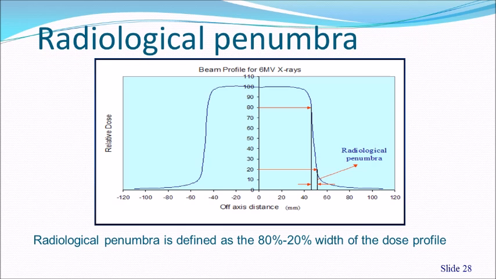How do you measure radiological penumbra? Radiological penumbra is measured as the width of 80% to 20% of the dose profile. What you have to do is to get the dose profile at the reference depth, maybe 10 centimeter or at Tmax, and look at where you get 80% with reference to the central axis and where you get 20% with reference to the central axis. And the distance between the 80% and 20% is referred to as the radiological penumbra. It is better to have a smaller radiological penumbra.